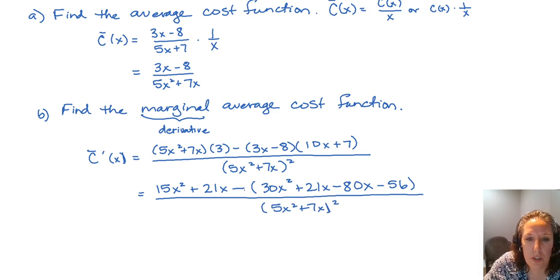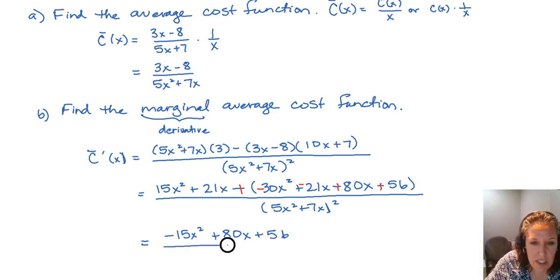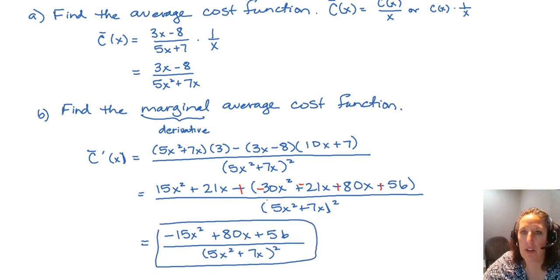All right, we need to distribute this negative to everything in that second set that came from that second part of the numerator and combine like terms. We've got 15x squared and negative 30x squared, so that's negative 15x squared. 21x minus 21x plus 80x. Those 21s add to 0, so we're just left with that plus 80x. And then we have plus 56. That finishes up our numerator. In the denominator, we get 5x squared plus 7x quantity squared. And that is giving us the marginal average cost function.